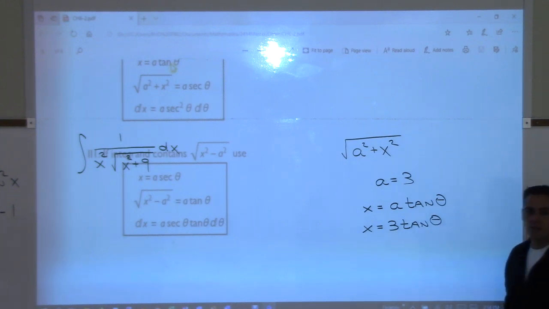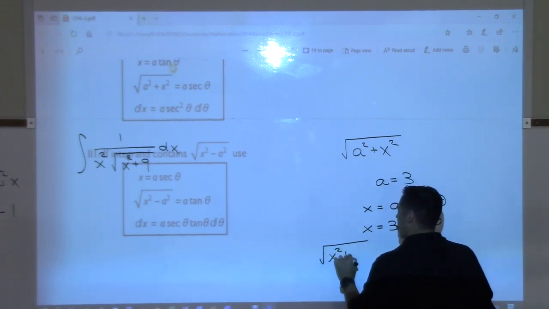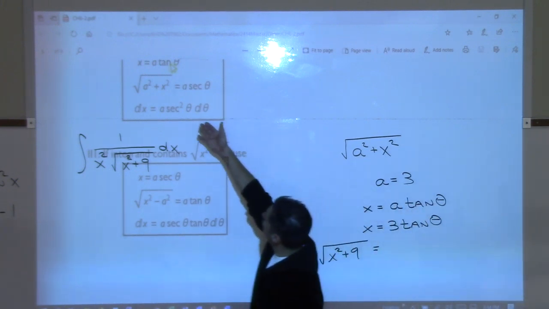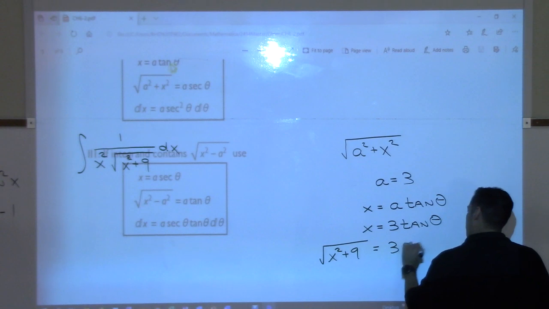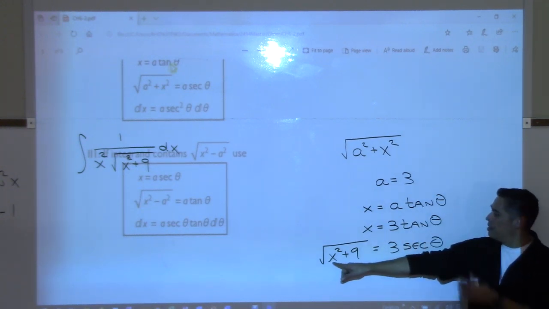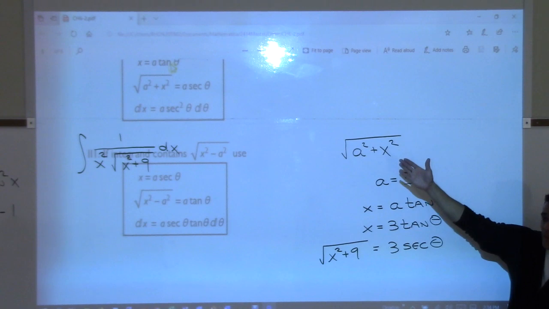3 tan theta. Now, according to that, what do we know this big, ugly square root of x squared plus 9 thing is going to turn into according to this little box? 3 secant theta. Okay, so that's just 3 secant theta. And we could prove it by actually replacing x with 3 tan theta and then factoring out a 9 and using the Pythagorean identity, but this is just shorter if we just go off of that.